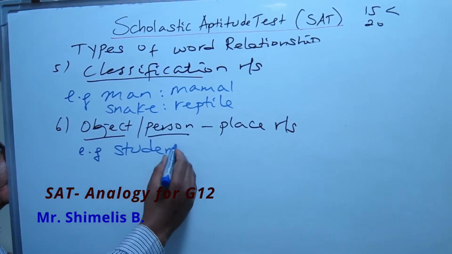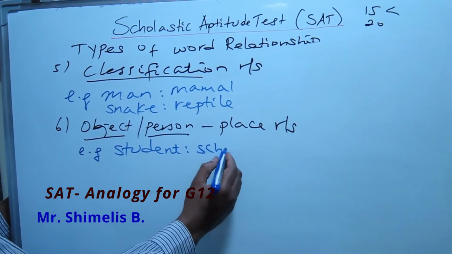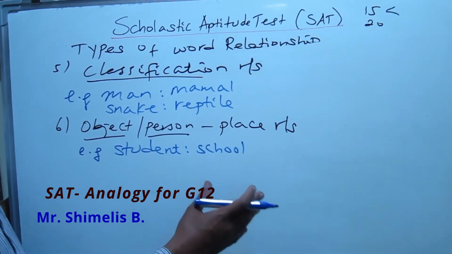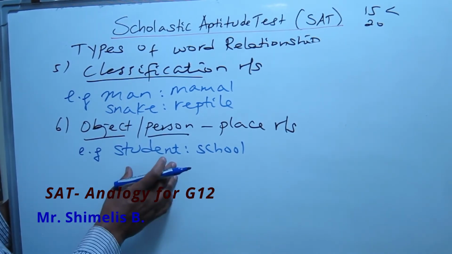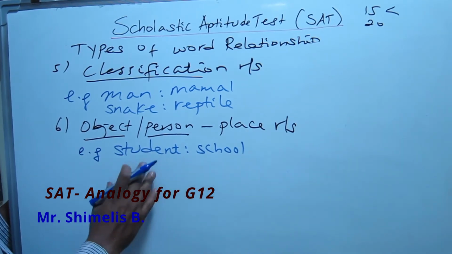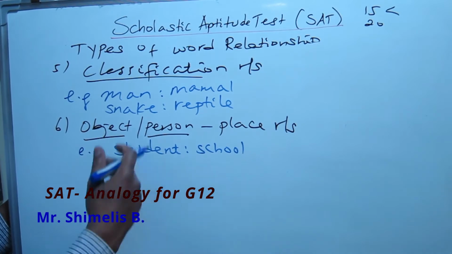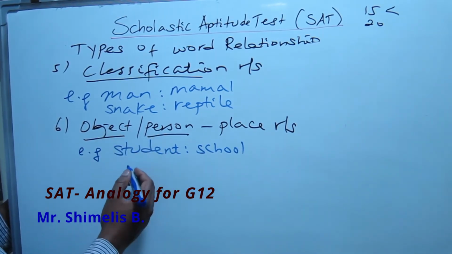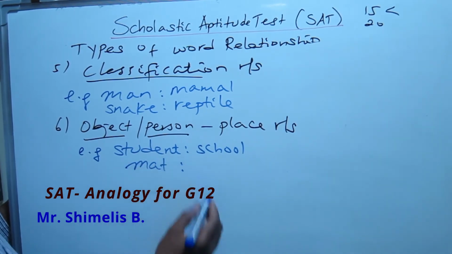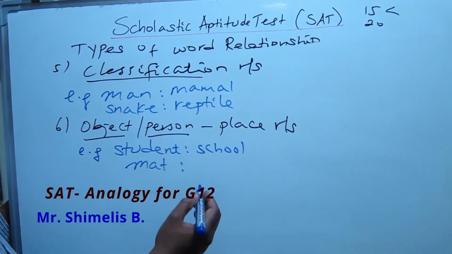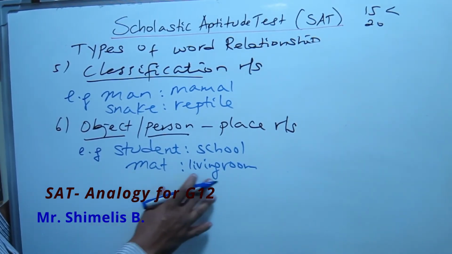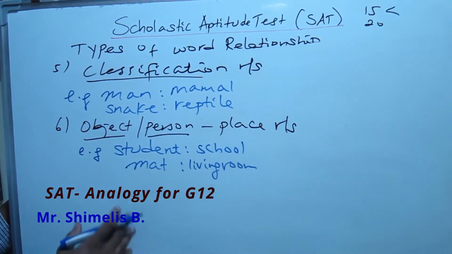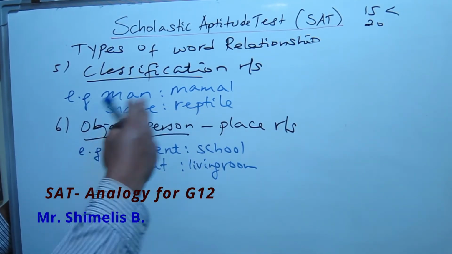if I say student here, so a student is related to maybe school. Will it be liquor house? Sometimes for some students. But the usual place where we find students would be a school. So student is related to school. So such kind of relationship is said to be person-place relationship. Maybe let's take again an object, say like maybe mat. Where do you find a mat? Maybe house or living room. Living room. So mat is related to living room. Such kind, say it's object-place relationship. So this kind of relationship is said to be object-place or person-place relationship.